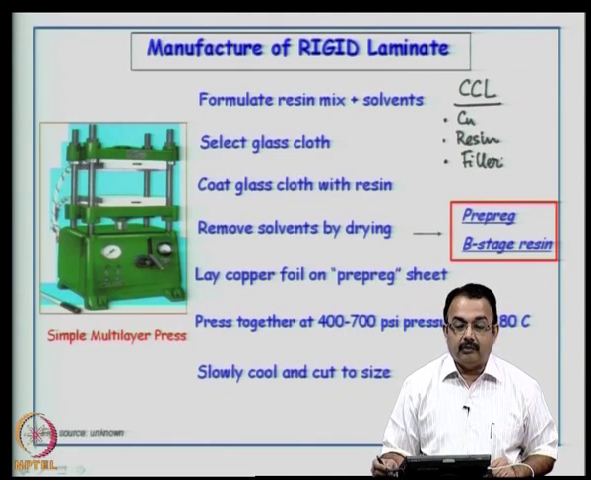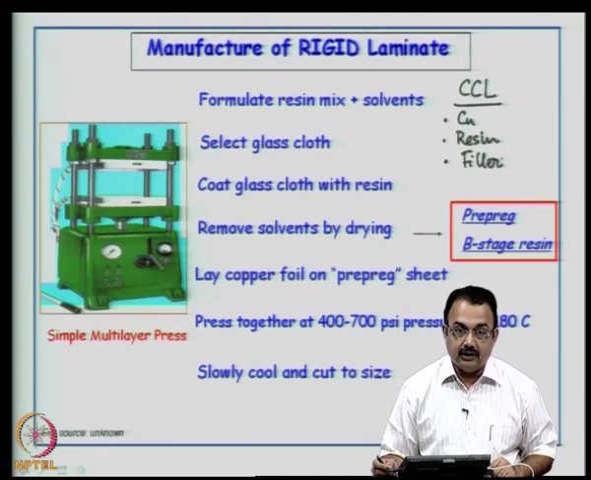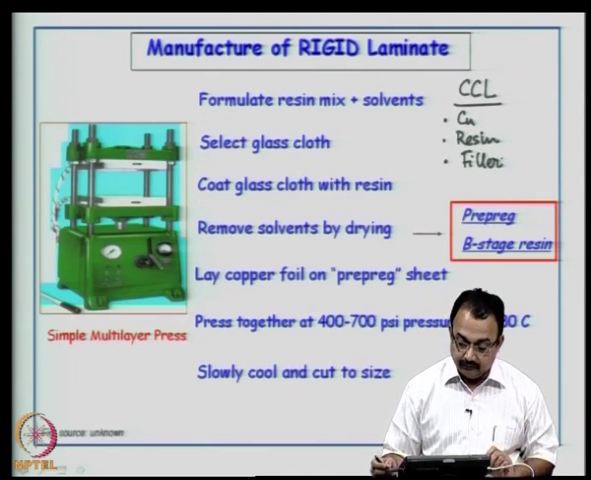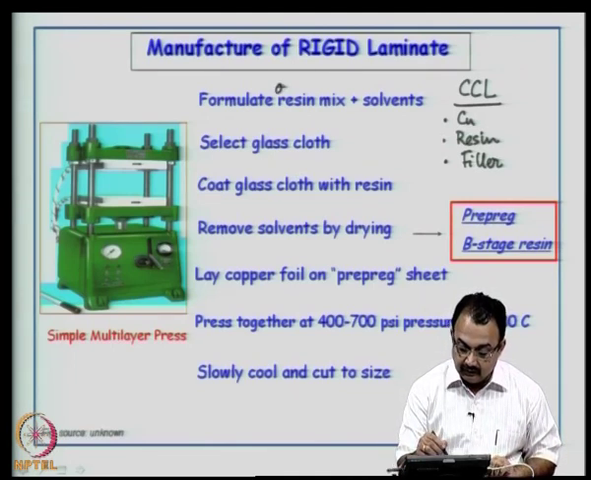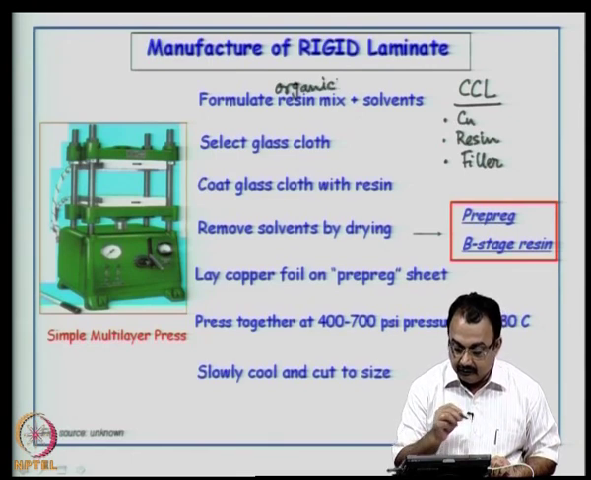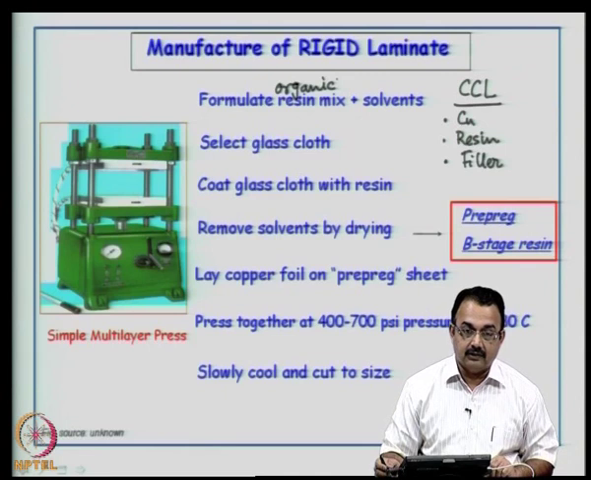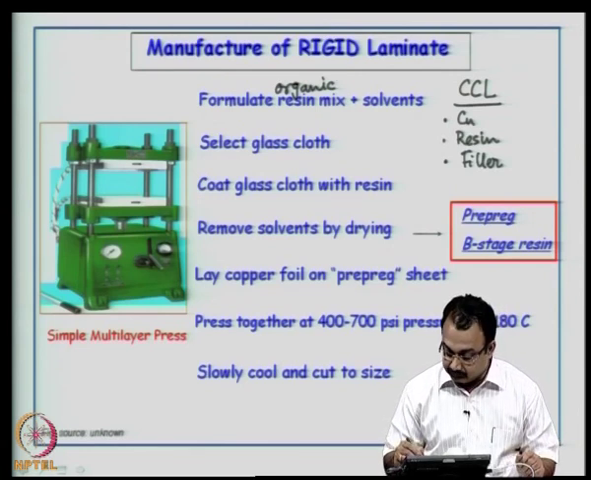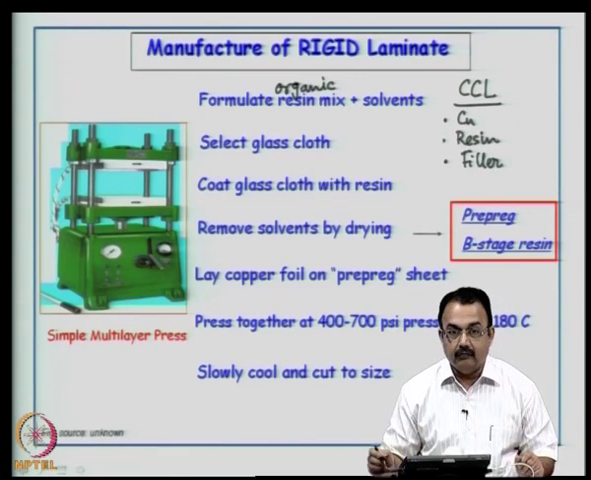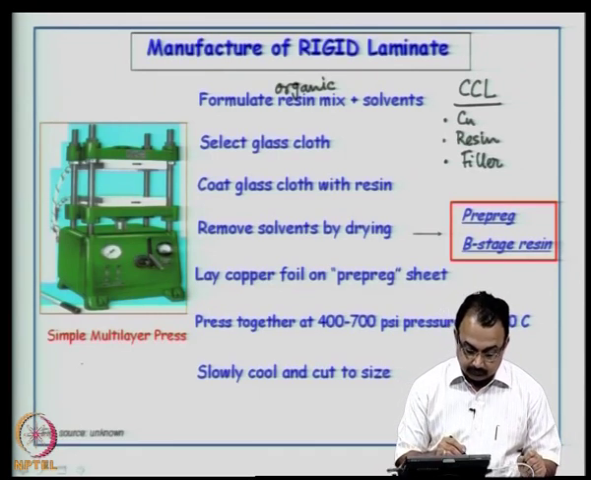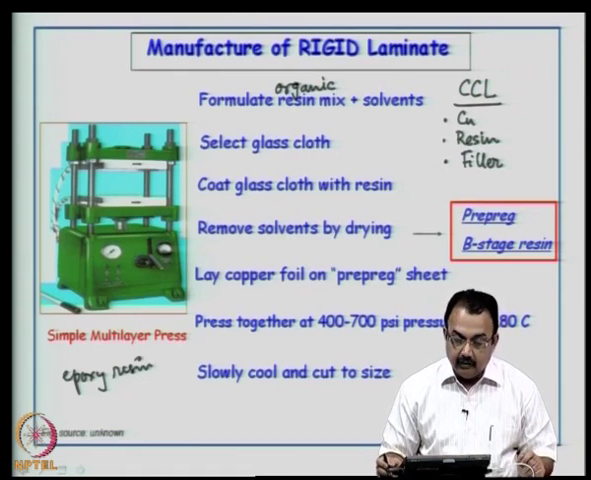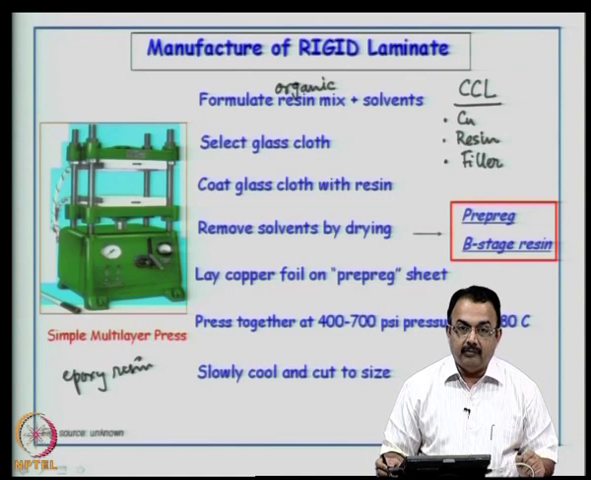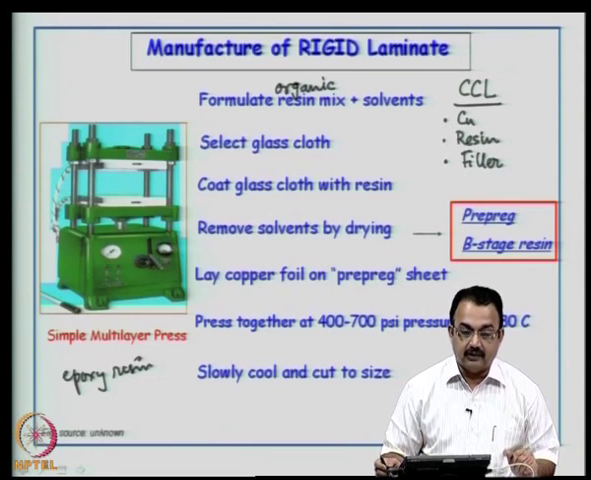Typically, when you talk about manufacturing rigid laminates, essentially you require an organic resin. So, here the resin would be an organic resin. We have also seen different types of organic resins. Let us say in this particular example, we are going to use epoxy resin. And typically when you talk about the laminate structure, you require a copper foil to bond with the epoxy resin.